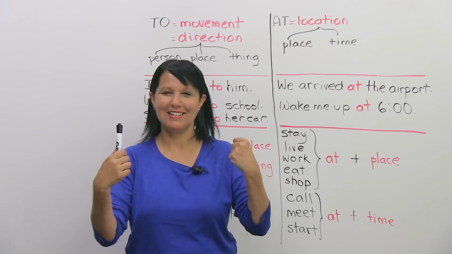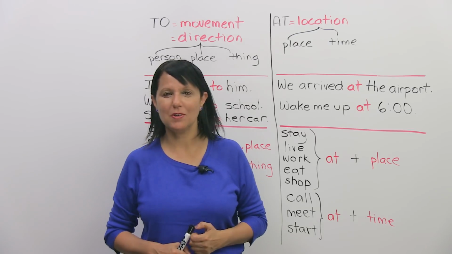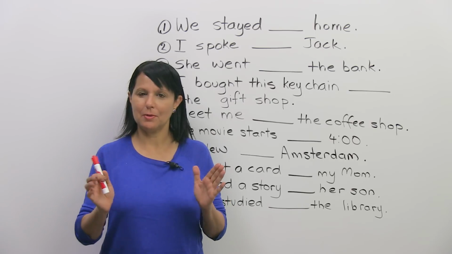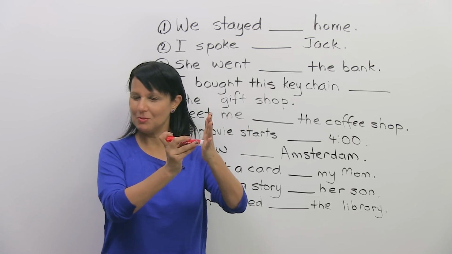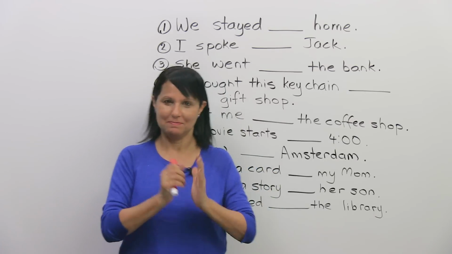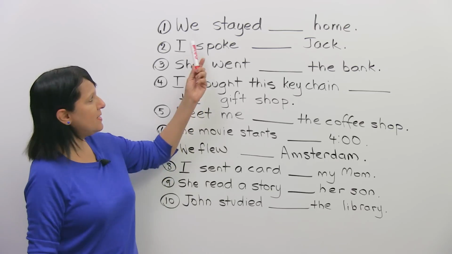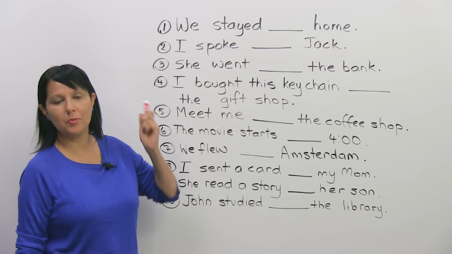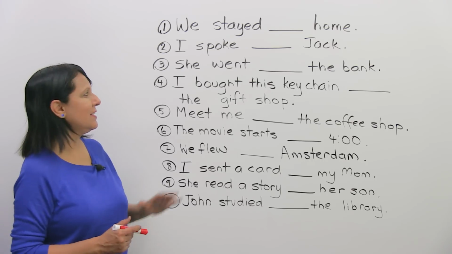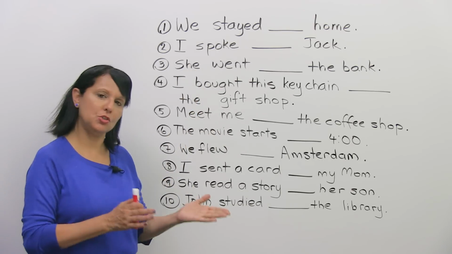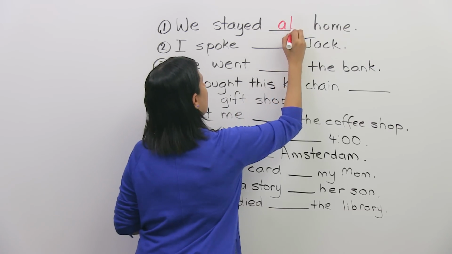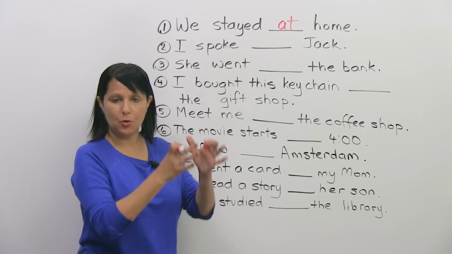Got that? Now let's do a little quiz to make sure that you really got it. All right, so let's do the quiz. Now remember, to indicates movement and at indicates location or arrival. So here we go. We stayed at home or we stayed to home? We stayed. In all of these cases, you have to choose between to and at. We stayed at home, okay?